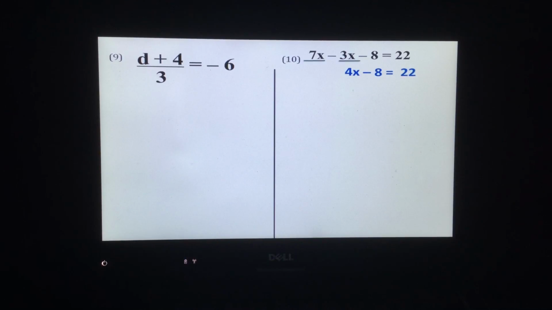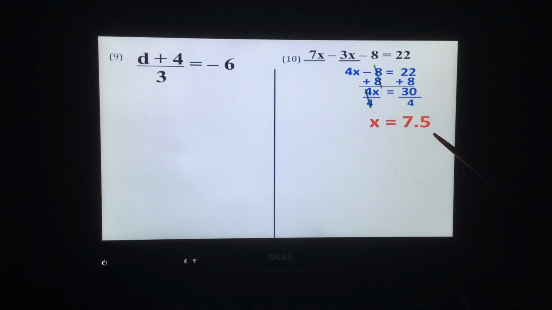Now it turns into a two-step equation, just like number 1 and 2 and 3. We have to get rid of who's furthest away. The number furthest away from the 4 is this 8. So how do we get rid of a minus 8? We add 8 to both sides. 8's cancel. We get 4x equals 30. Okay, let's go ahead and solve for x by dividing by 4 on both sides. All right, dividing by 4 gets me x equals 7.5.